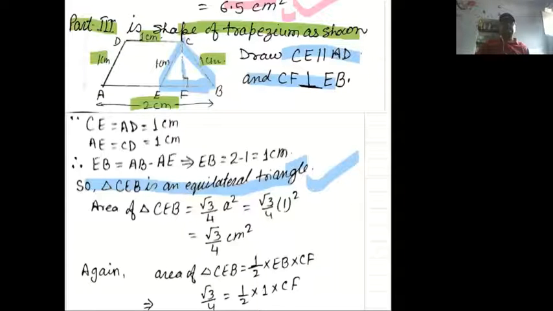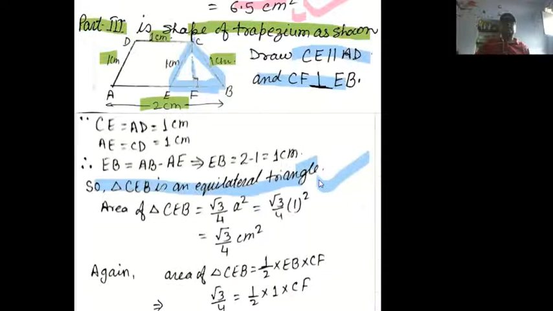Is it visible in the figure to everyone? Triangle CEB is equilateral. Why? Because CE equals CB equals EB, 1 centimeter.